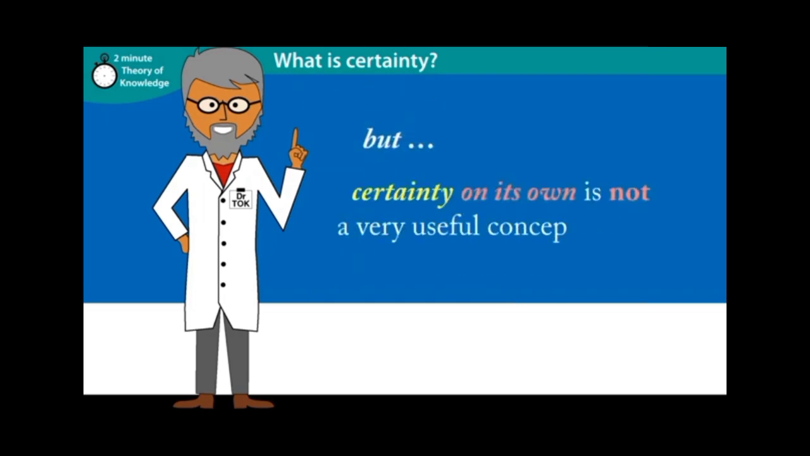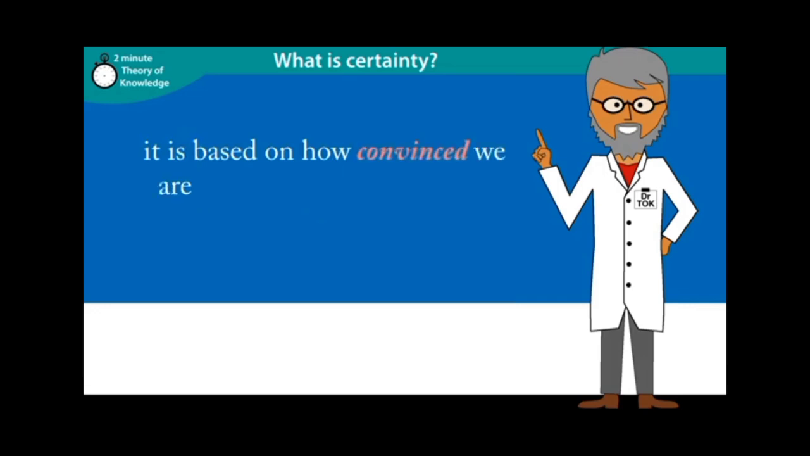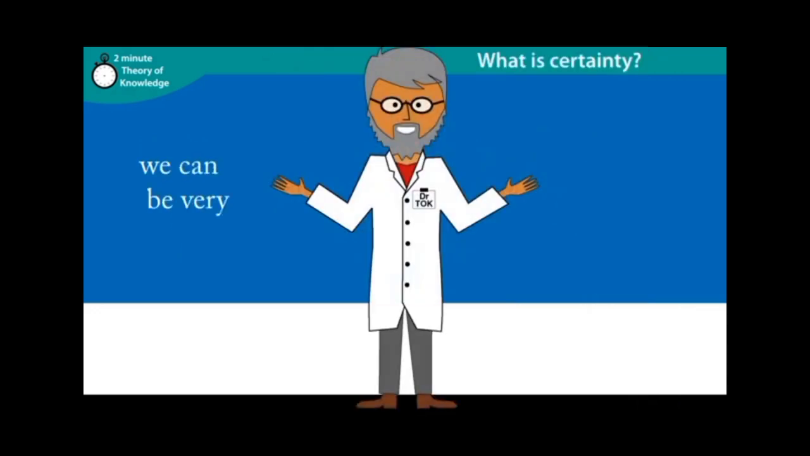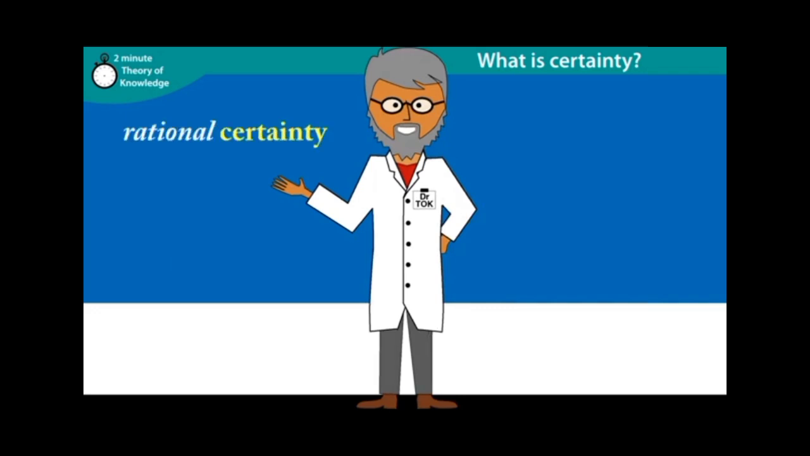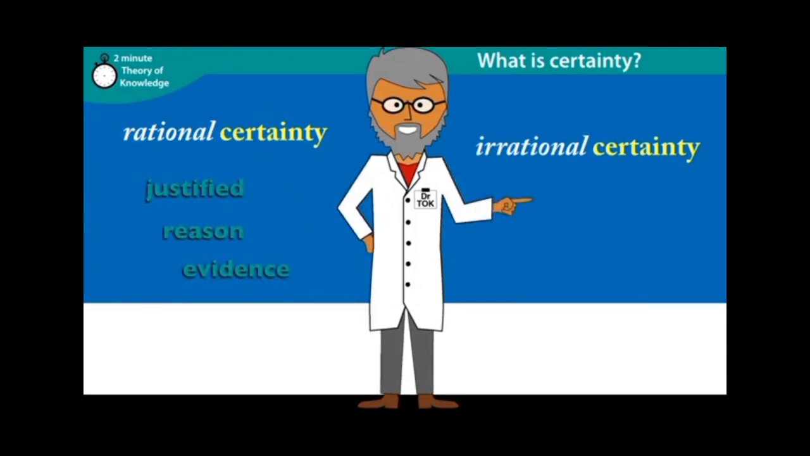But certainty on its own is not a very useful concept for evaluating knowledge. Certainty is a state of mind rather than an objective measure of knowledge. It is based on how convinced we are of the validity or accuracy of knowledge, rather than its actual validity or accuracy. The problem is that we can be very certain, but also wrong at the same time. In TOK, we can usefully distinguish between rational and irrational certainty. Rational certainty is when our confidence is justified, relying on reasoning based on evidence.